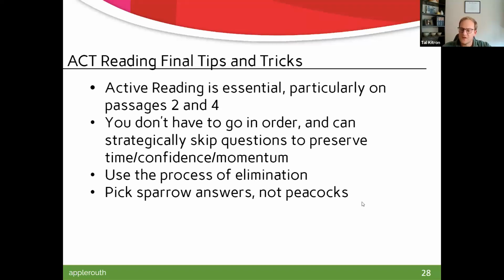And ultimately, what we're looking for is small, unassuming sparrow answers. So something like, this may have a potential effect in the future. How do you argue against that? Versus a peacock, which is, the specific impact this will have is blank in this year. Unless there's evidence for it, that's usually too specific, too flashy. We don't like that for reading. We want vague, nothing answers because we can't argue with those. That's why the elimination process is so effective.